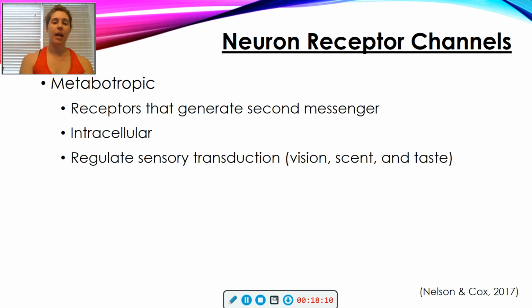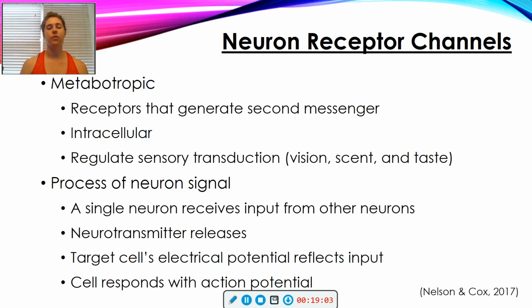Now, the second type of neuron receptor is metabotropic. This is kind of like a second-stage, second-level receptor. It generates a second message to be sent somewhere. So once that signal goes into the cell, now these receptors take it somewhere else. So it's inside the cell, and those are specifically related to your olfaction, your vision, your taste, those sensory details of your body. Those are secondary messengers inside the cell. So again, specific receptors for the appropriate neurotransmitter.